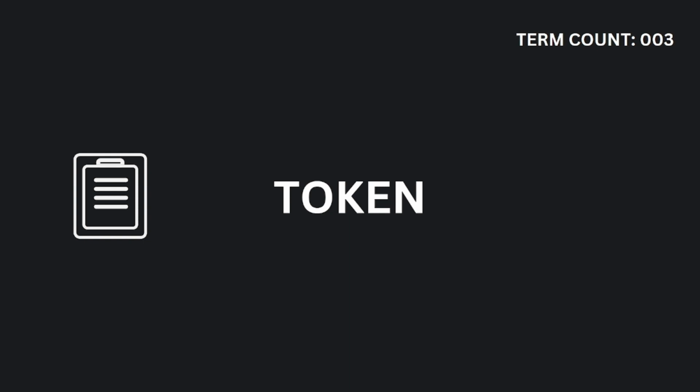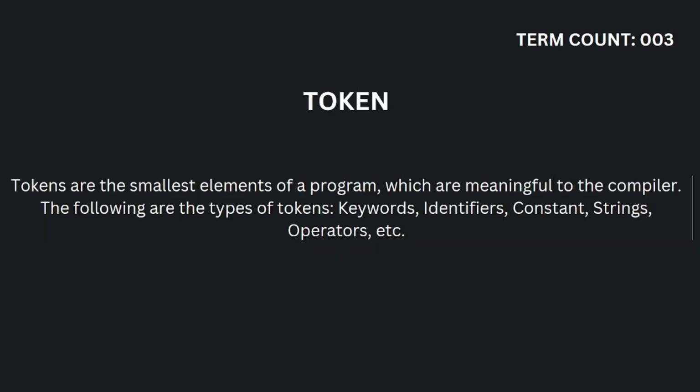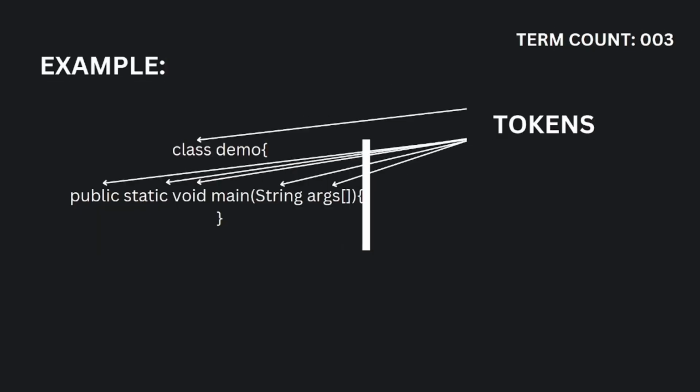The new term is token. Tokens are the smallest element of a program which are meaningful to the compiler. The following are types of tokens: keywords, identifiers, constants, and so on. We'll discuss it. First, let's look at this skeleton of a Java program that I have written.